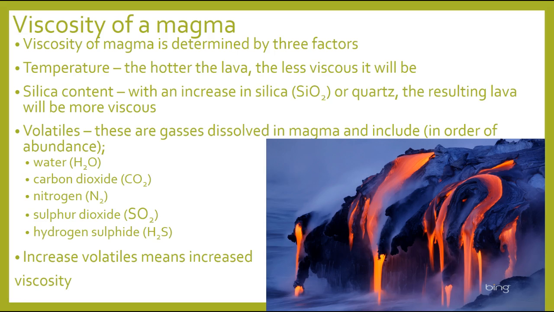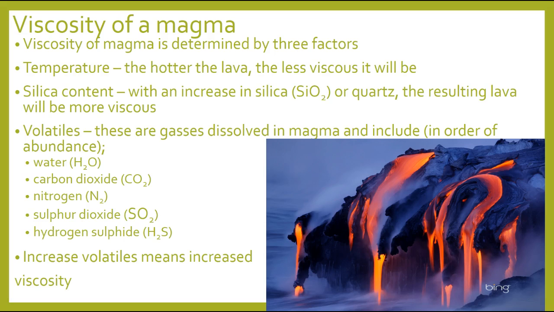Now, viscosity of a magma can be determined by three different factors. Temperature plays a role on the viscosity of magma. The hotter the magma, or we should say lava if we're talking about the surface, the less viscous it will be. If you have a higher content of silica or quartz, then the lava will be more viscous. That's why granites tend to be really viscous, because they have a high silica content in comparison to, say, basalt, and that's due to the chemical composition.